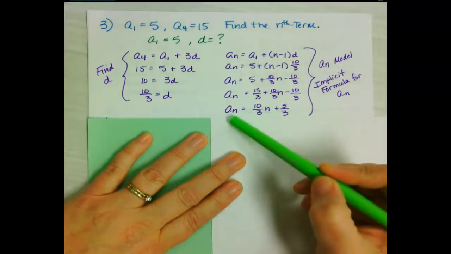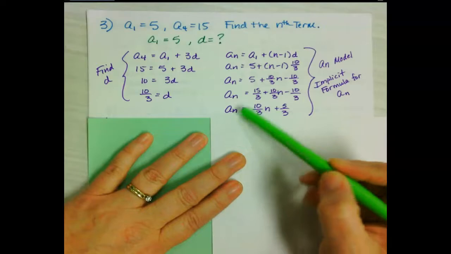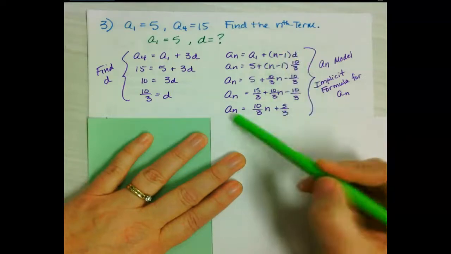Remember, good notation means you would say equals a sub n because we're finding the nth term. So that's where our model comes from.